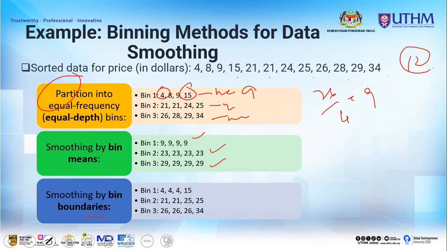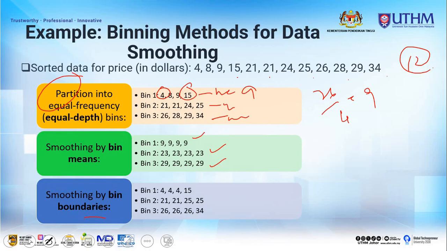So replace all the values in bin 1 with the lower boundary 4 except the last value, which is replaced with the upper boundary. So all the first 3 elements we replace with 4, 4, 4. The last one we leave as 15 because that is the nearest one, right? 4 to 9, which one is nearest? So 4 is nearest, so they replace with 4.